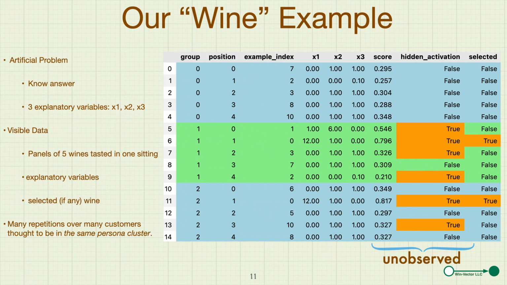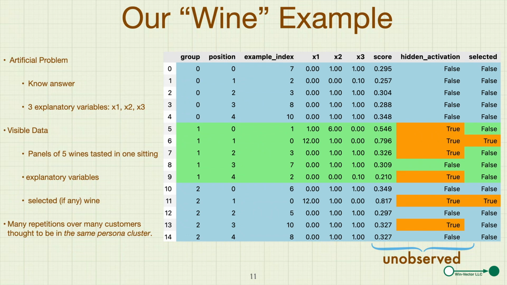We can model the position as being part of the selection process or not at our choice. Each wine presented has an ID, and that's given in the example index. So the first wine in the first panel is wine number 7. We use this as a lookup key to find any properties of the wine, which themselves can be explanatory variables.